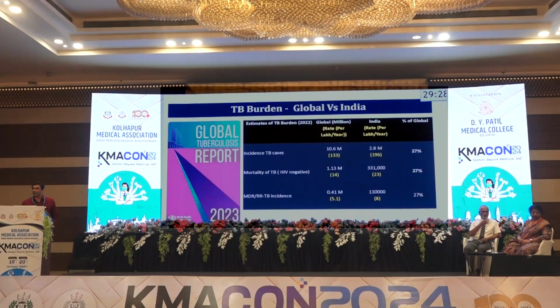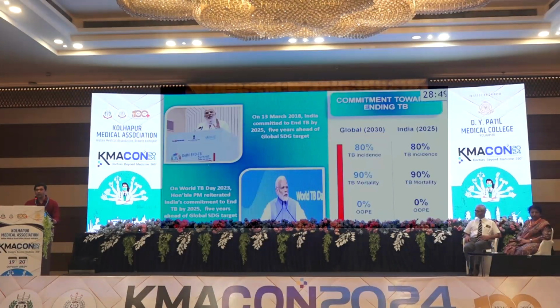Similarly, with respect to mortality, globally 1.13 million, and out of that, the mortality seen in India is 3.31 lakhs. Again, it is 27%. And the third indicator is MDR cases. As you can see on this slide, our contribution to global MDR cases is also 27%. So the burden which India contributes towards TB in terms of incidence, mortality and MDR cases is 27% of all the global cases. So that is why there is priority in the program to identify more and more cases and to specifically address this burden.